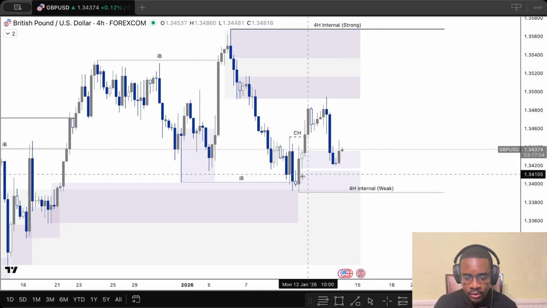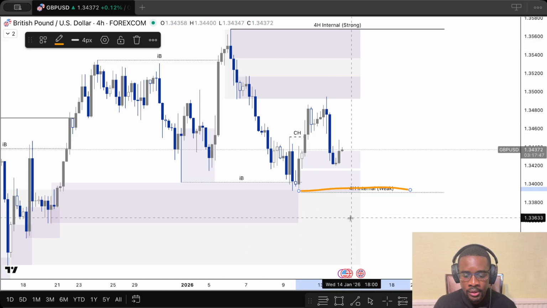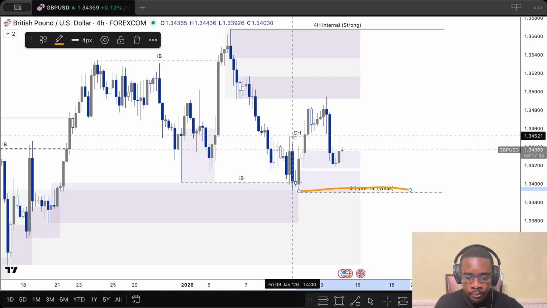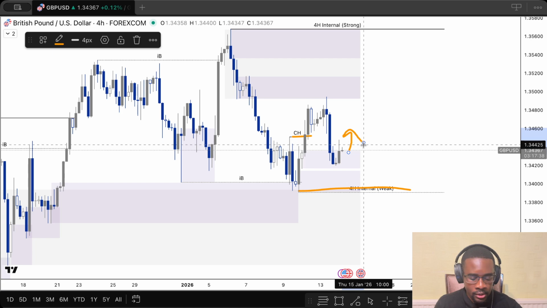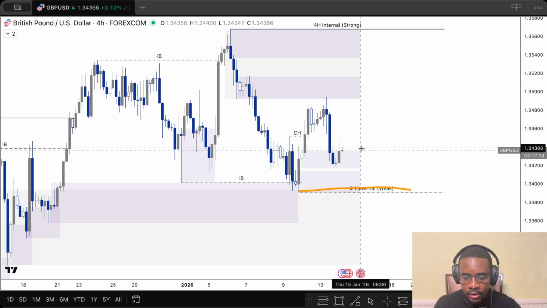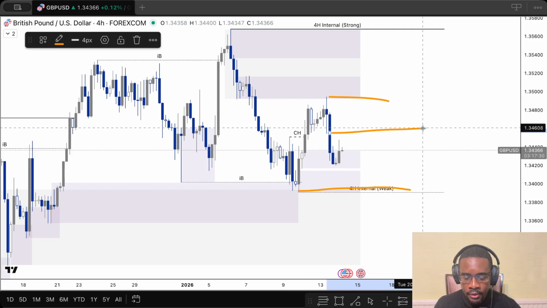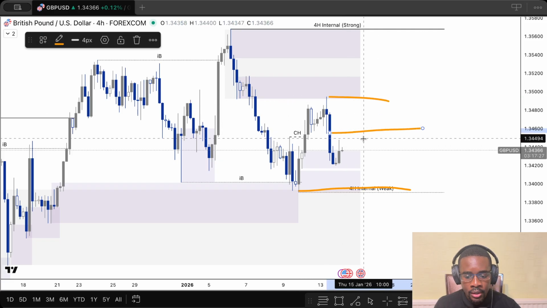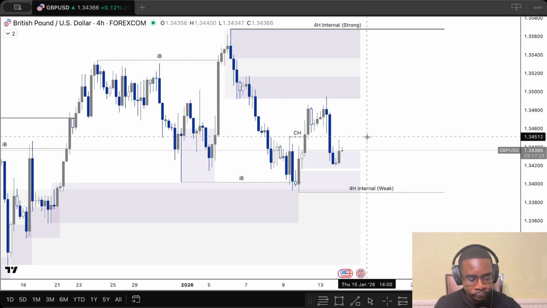So yes, this is a weak low on the 4-hour internal, but because we've had a change of character, I am slightly bullish, because we don't have any bearish POIs to look at the moment, at least on the 4-hour.